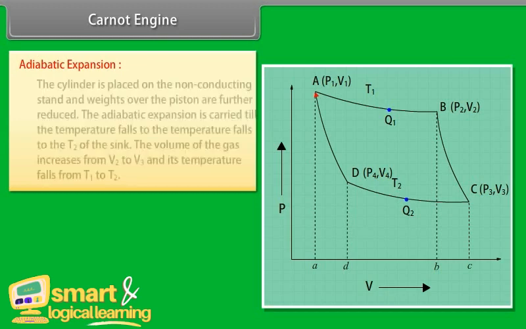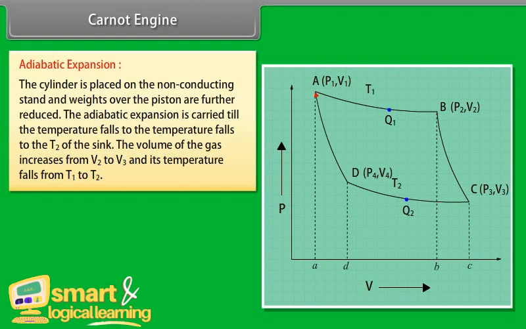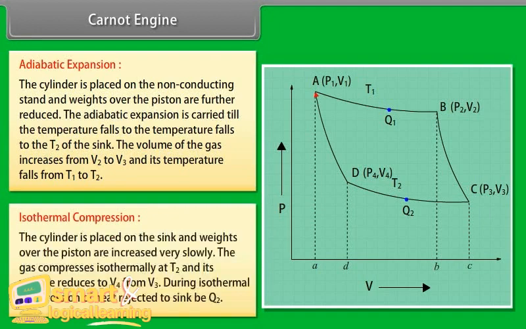Adiabatic expansion. The cylinder is placed on the non-conducting stand and weights over the piston are further reduced. The adiabatic expansion is carried till the temperature falls to the temperature T2 of the sink. The volume of the gas increases from V2 to V3 and its temperature falls from T1 to T2. Isothermal compression. The cylinder is placed on the sink and weights over the piston are increased very slowly. The gas compresses isothermally at T2 and its volume reduces to V4 from V3. During isothermal compression, heat Q2 is rejected to the sink.